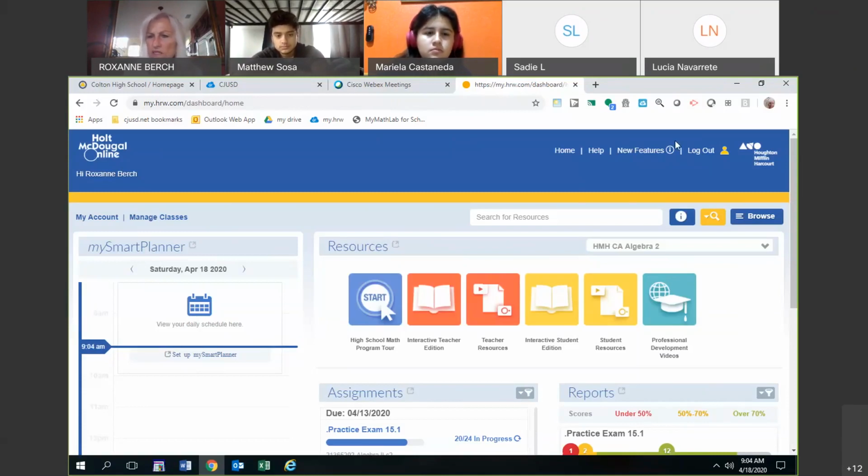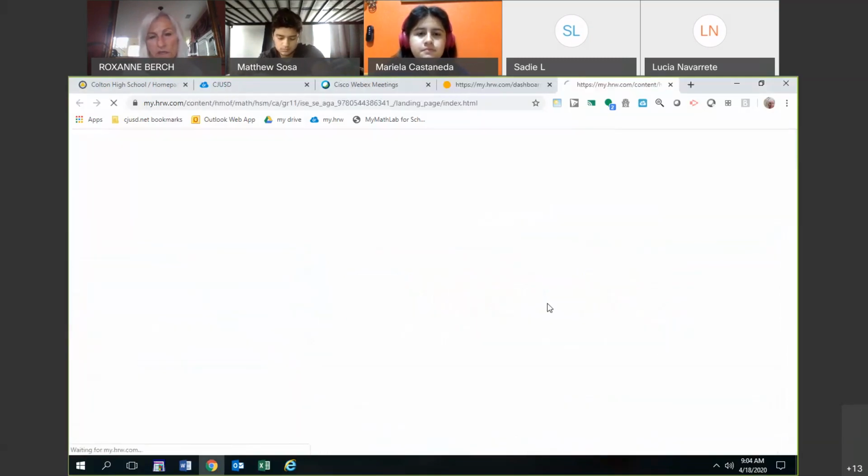So your screen will look a little different than mine. I have a bunch of boxes all over. I'm going to try to get rid of these boxes. Just bear with me. There we go. Move this somewhere else. Okay, I'll wait until I see it. Your screen will look something like this. This is my screen, so of course you're not going to see the teacher resources, but you're going to always go into your interactive student edition.